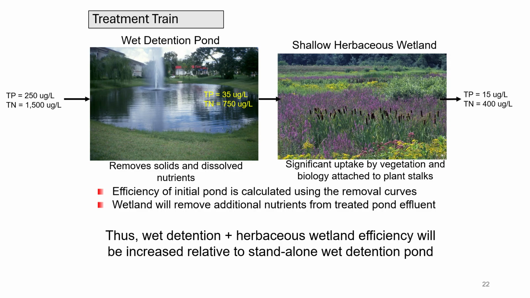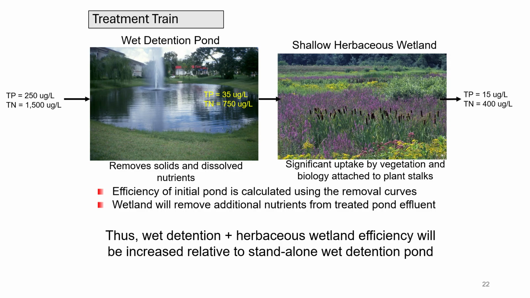You can see the impact of this first stage by looking at the nutrient levels. Water entering the wet detention pond has a total phosphorus concentration of 250 micrograms per liter and total nitrogen at 1,500 micrograms per liter. After passing through the wet detention pond, the total phosphorus is reduced to 35 micrograms per liter, and total nitrogen drops to 750 micrograms per liter.